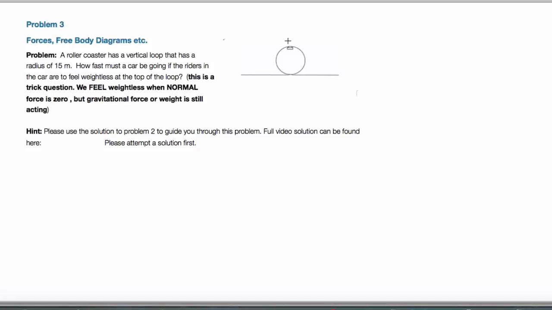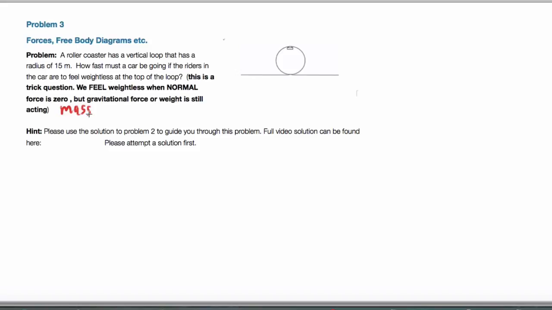So we have a roller coaster at the top of a loop-de-loop. This question is very much like the question of the object on the string, but now we have different forces acting. So let's take a look here, and I want to be clear on something.